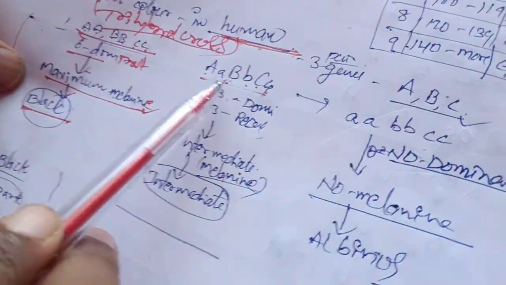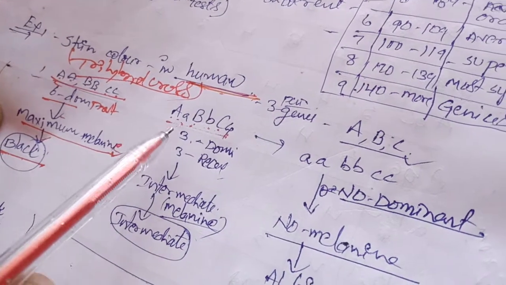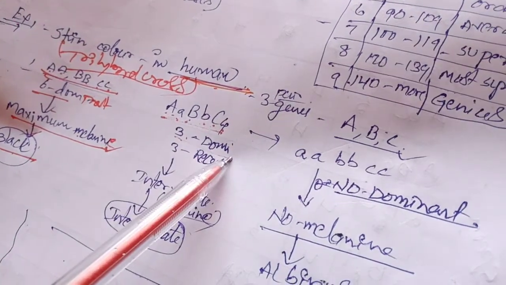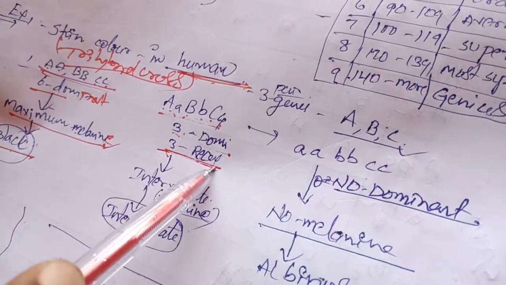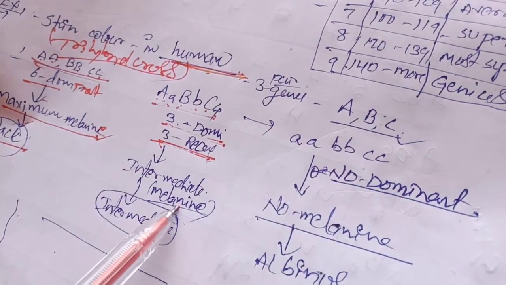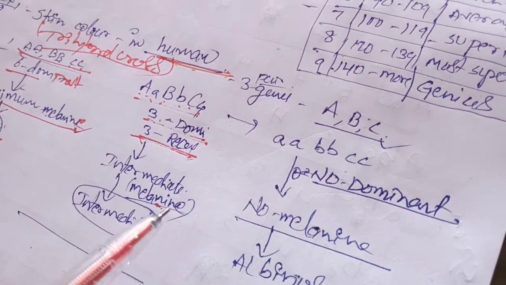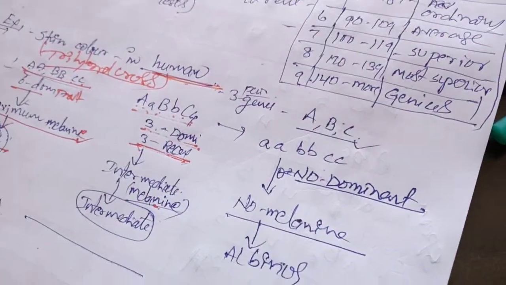The second option is capital A, capital B, small b, capital C, small c. How many dominant genes are there? 3 dominant genes and 3 recessive genes. So with a combination of 3 dominant genes, intermediate melanin production takes place. Intermediate means medium color melanin production takes place.